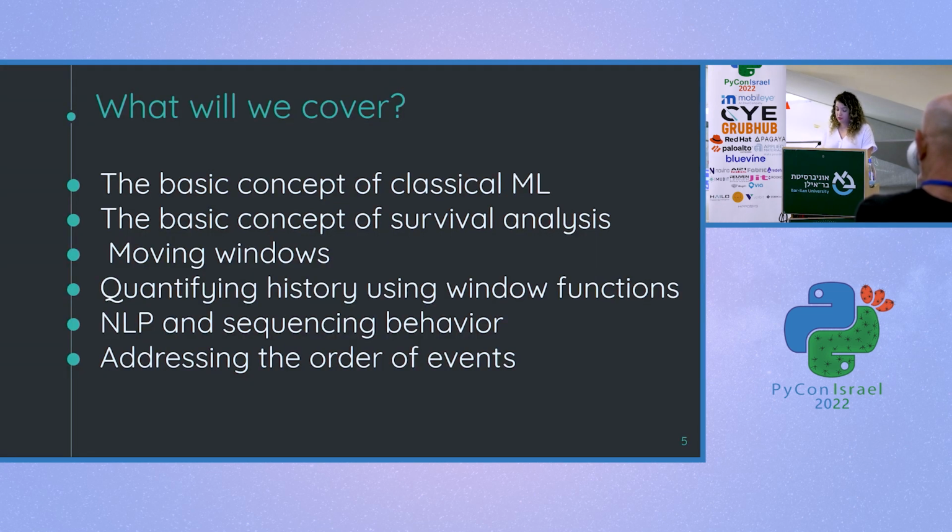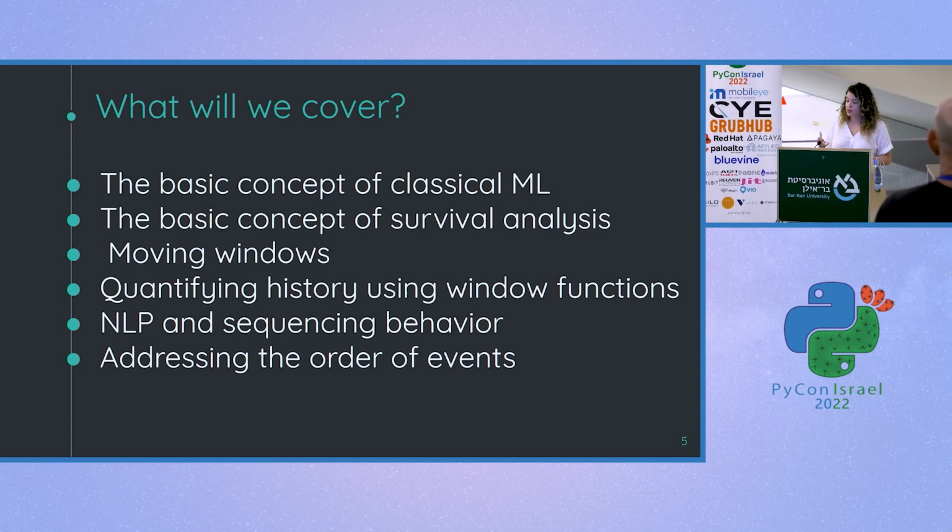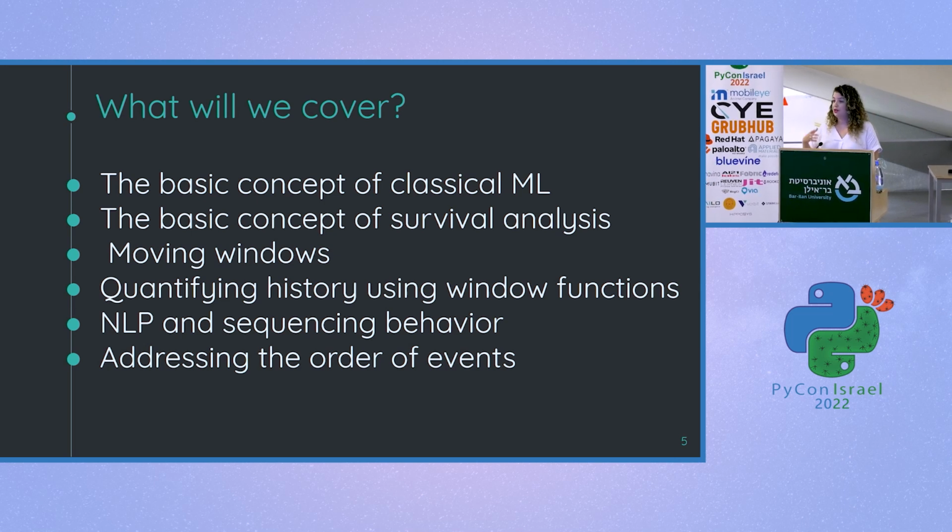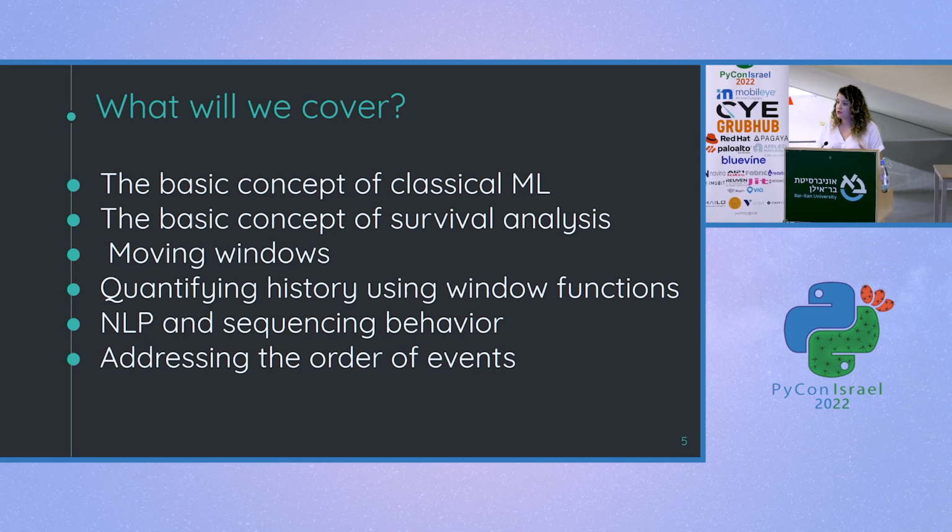So what will we cover? We're going to cover the basic concept of classical ML, the basic concept of survival analysis, churn prediction, event prediction and purchase analysis. We're going to talk about moving windows, and how to quantify the history of a user using window functions. Then we're going to talk about how we can use NLP concepts in order to sequence behaviors of users, and address the order of events using NLP concepts.